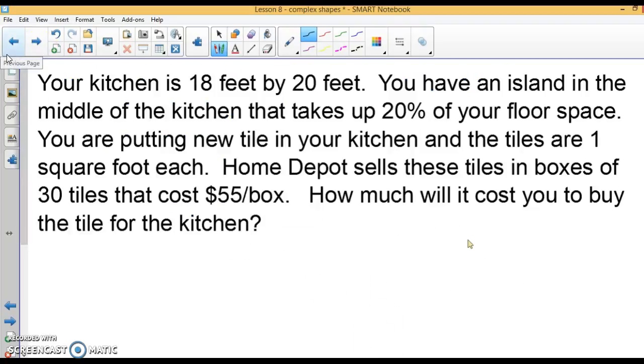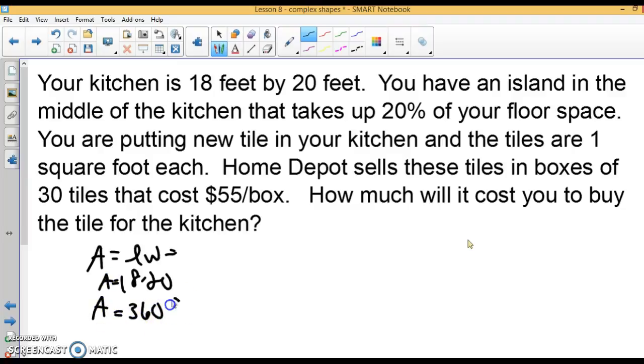All right, pause your video and do this one. It says your kitchen is 18 feet by 20 feet. You have an island in the middle of the kitchen that takes up 20% of your floor space. You are putting new tile in your kitchen, and the tiles are 1 square foot each. Home Depot sells these tiles in boxes of 30 tiles that cost $55 a box. How much will it cost you to buy tile for the kitchen? Well, the first thing we need to do is find our area. Our area, length times width, is going to be 18 times 20. Our area is 360 square feet.